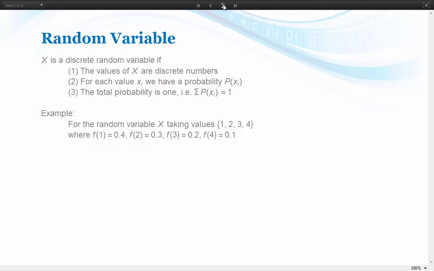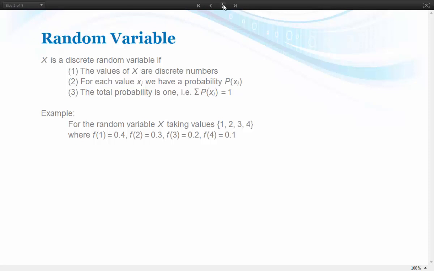A random variable, what is it? Well, capital X, the symbol, is a discrete random variable. That's the kind we'll consider if, first of all, the values of x are discrete numbers. It has to be numeric because we want to do arithmetic with them. The second characteristic of a discrete random variable is for every possible value we assign a probability. We call it p of xi.